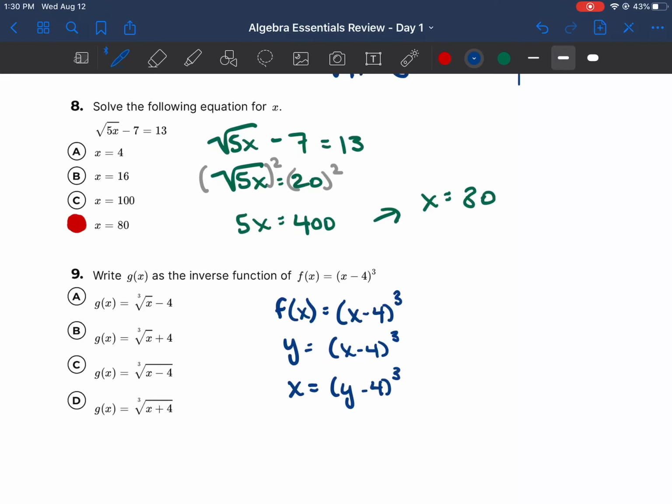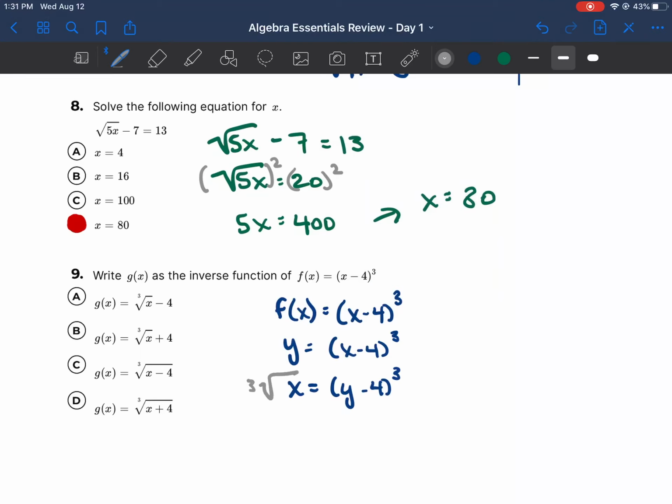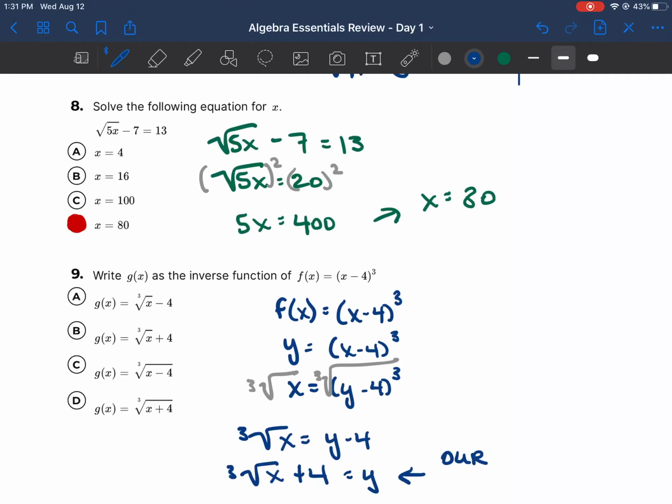To remove the power of 3, let's take the cubed root of both sides. On the left side, we'll have the cubed root of x. On the right side, we'll simply have y minus 4. And then to isolate y, we'll just add 4 to both sides. So now we will have cubed root of x plus 4 equals y. And this is now our inverse function, once we rewrite that in function notation. And that is answer choice B.